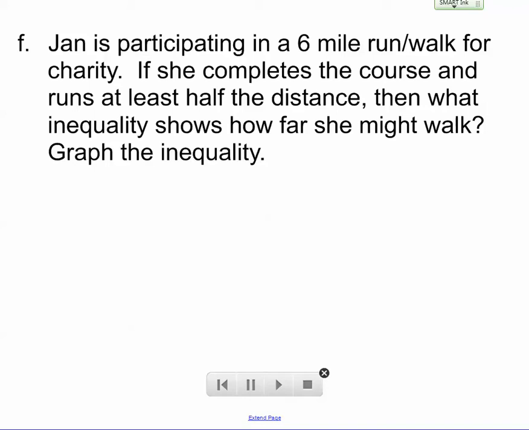Jan is participating in a 6-mile run-walk for charity. If she completes the course and runs at least half the distance, then what inequality shows how far she might walk? And we're going to also graph the inequality. Okay, a little bit of a trick to this one, so pay attention.